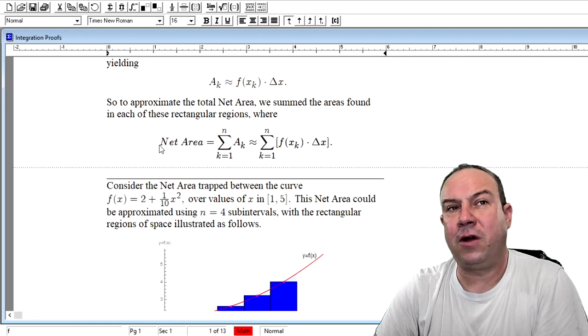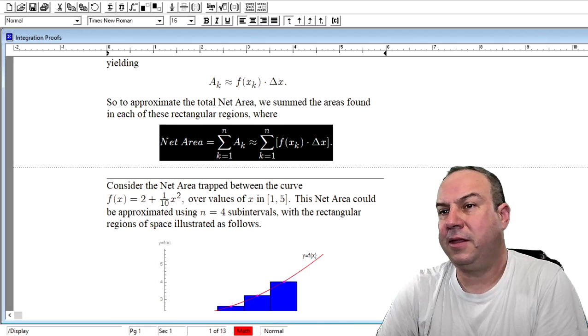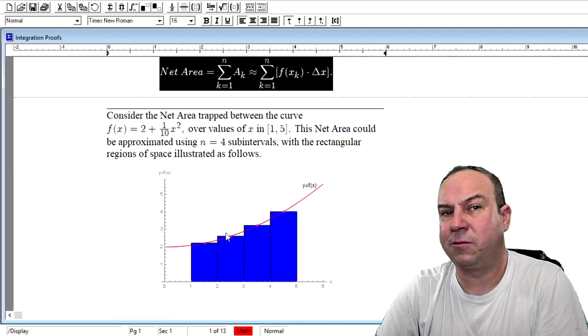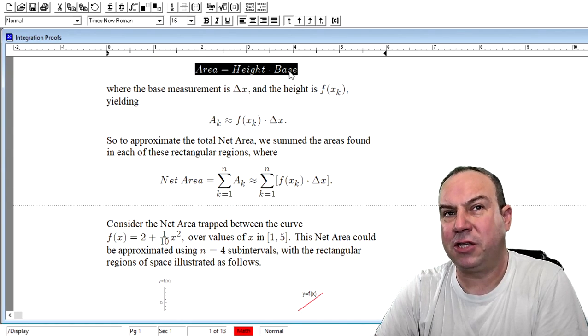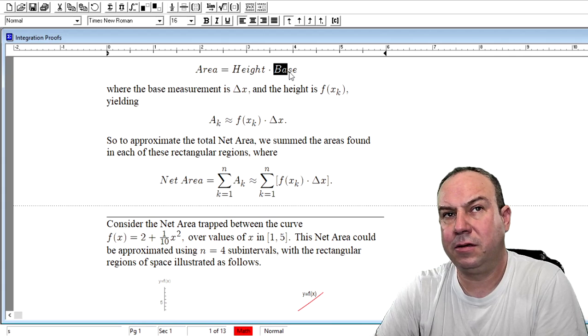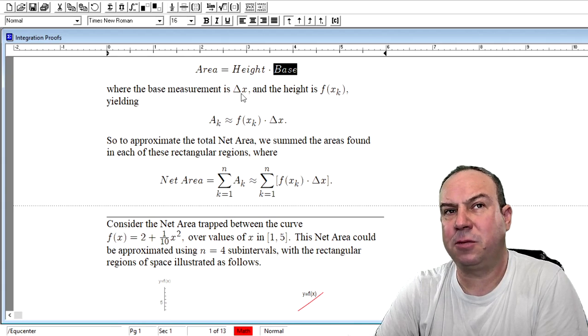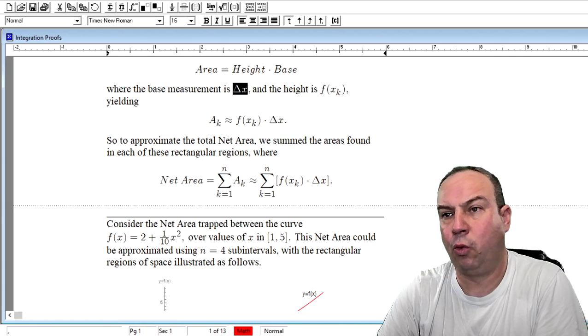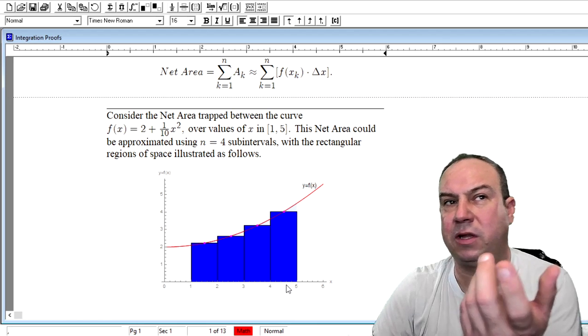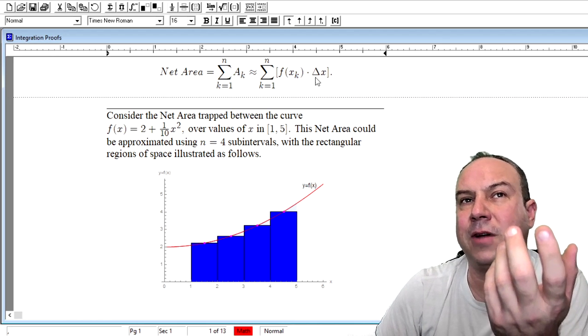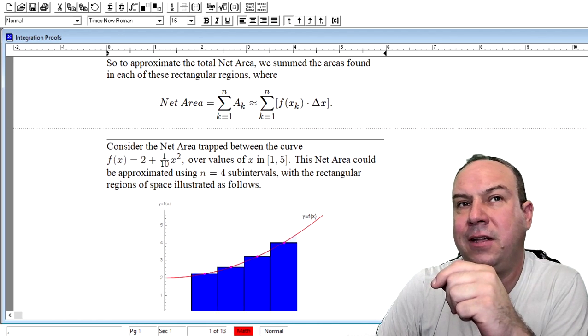If I want to approximate the net area in my graph, I can sum up the area found in each of these rectangles. What is the area found in each of these rectangles? Well, they have a base measurement described by delta x, the width of each of these 4 subintervals along my x-axis. Well, the width of each of those is 1. So that would represent delta x in that calculation.